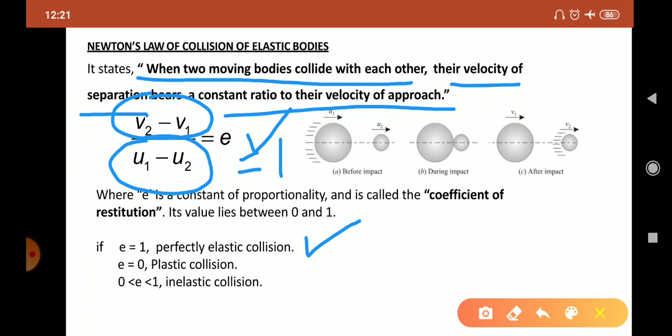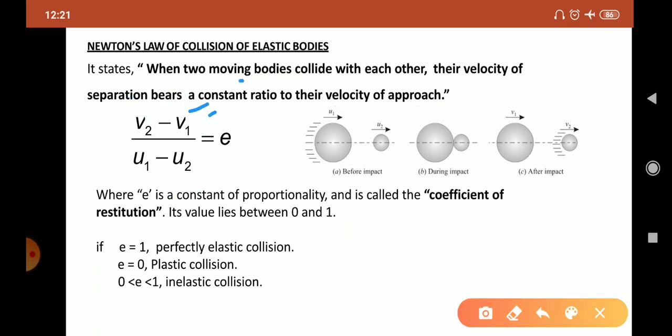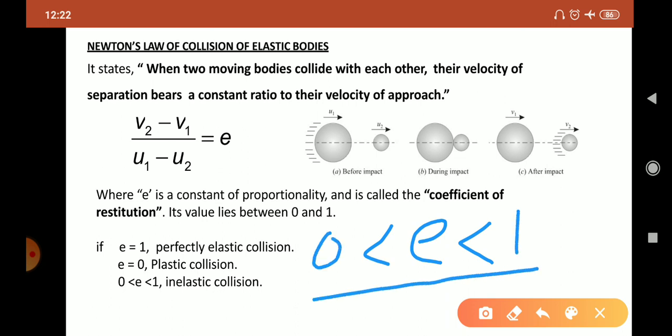So when the velocity of separation is 0, this parameter will be 0 divided by the initial velocity. Obviously there will be some initial velocity, because of that the collision occurs, so 0 divided by some value gives you a coefficient of restitution equal to 0. And for bodies which are inelastic, an inelastic collision occurs. For inelastic collisions, this E value always varies between 0 and 1. So this is what we call the coefficient of restitution, E, which is the ratio of velocity of separation to the velocity of approach for colliding bodies.